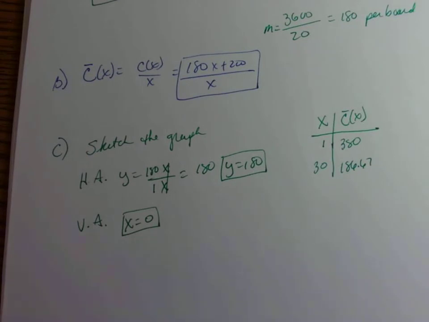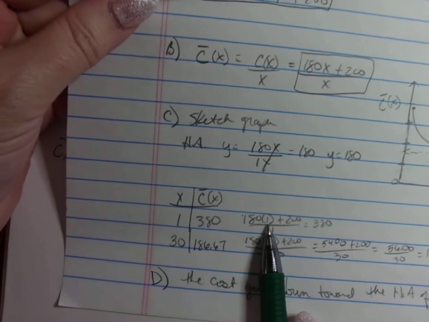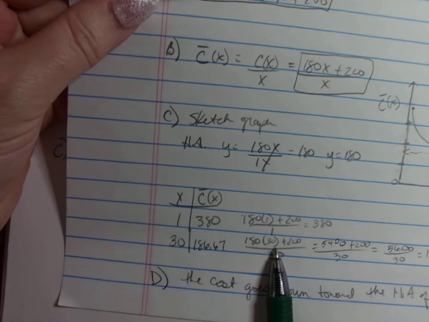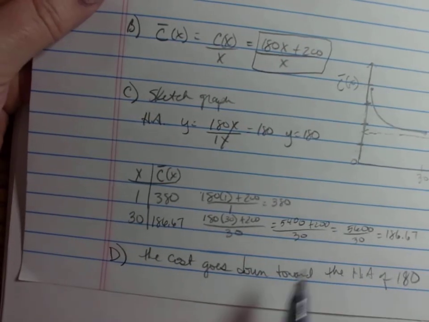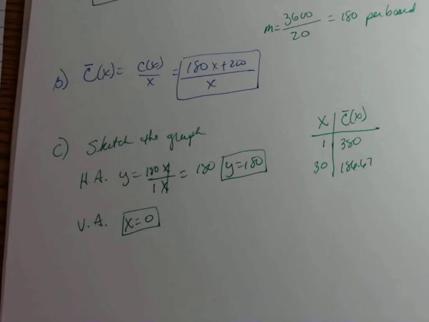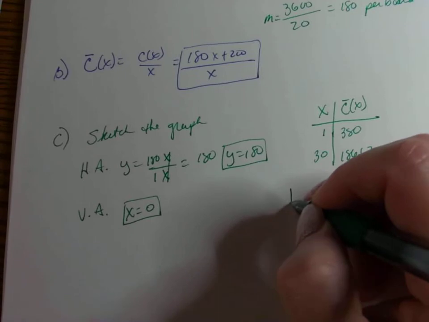186.67. I can show you how we plug that in. We're just plugging it into the C of x function. We're plugging in 1, and then we plugged in 30. Okay, and you can just plug that straight into the calculator if you want to. All right, so that gives us our points. So let's graph this.